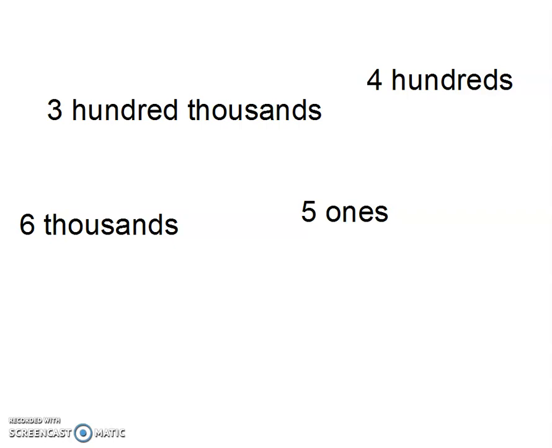If you want, you can stop the computer for a second. You just try it out and then see what your answer looks like. Got a 5 in the ones. There are no tens. There are 400s. 6,000s. No 10,000s. And 3 of the 100,000. So 306,405, and there are no millions.